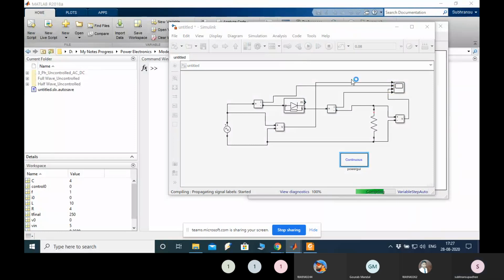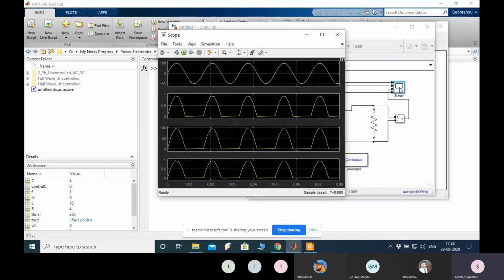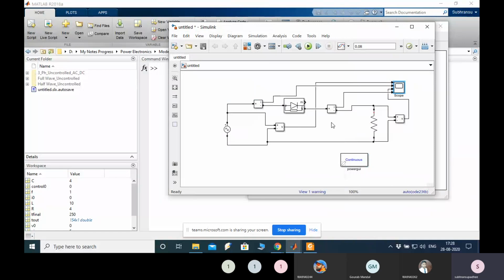Taking some time. Okay, it's working. Then we see the outcome over here. As you can see, this is the initial voltage, source voltage, source current, load voltage, as well as load current. Similarly, you can find out the diode voltage as well as diode current.